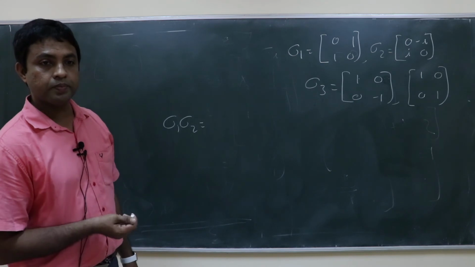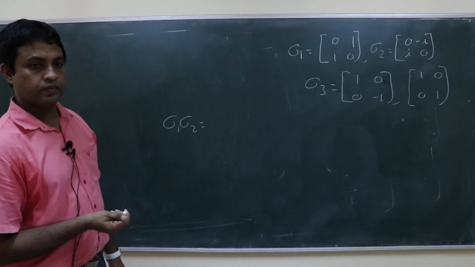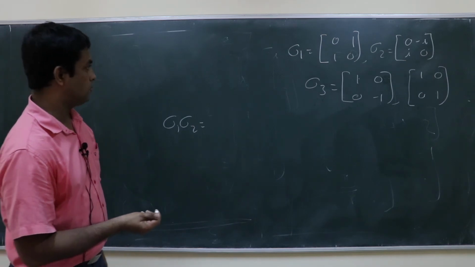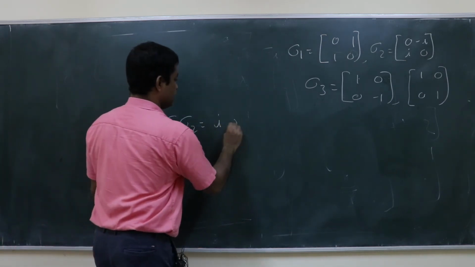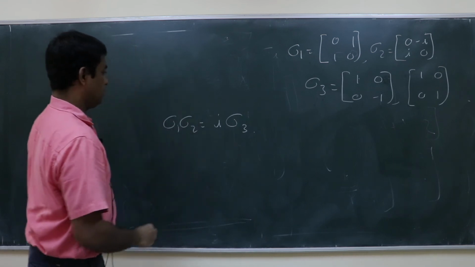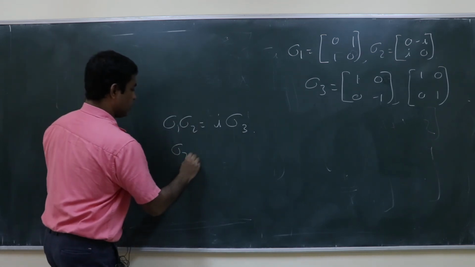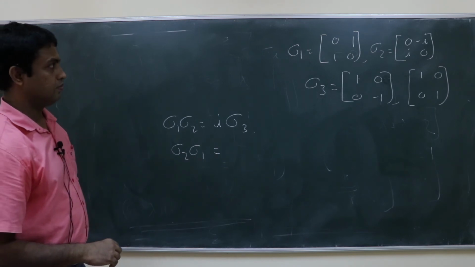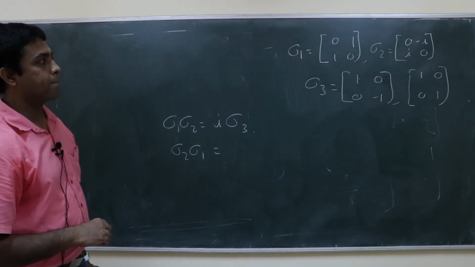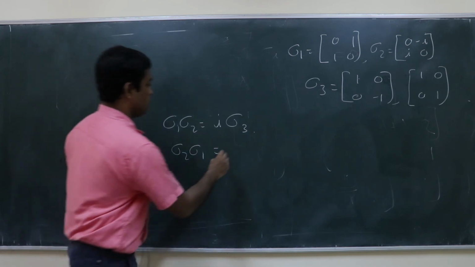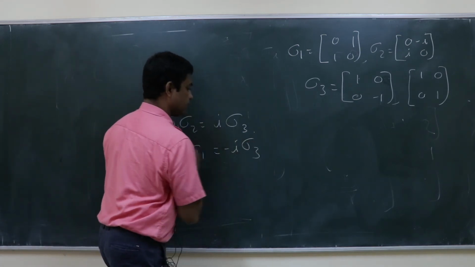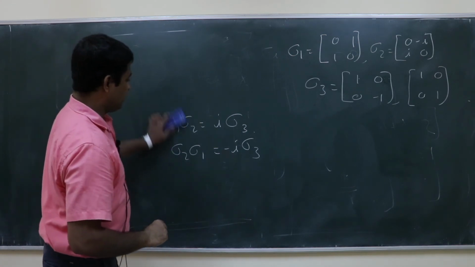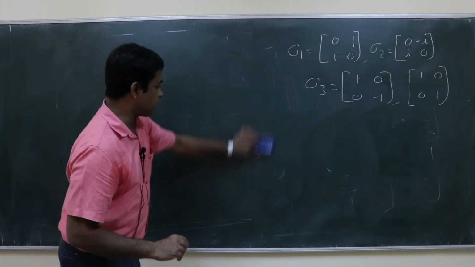Is it sigma 3? Sigma 3, I sigma 3. Okay. So what is sigma 2 sigma 1? Minus I sigma 3. Minus I sigma 3. Okay. So now I will give you this as an exercise.